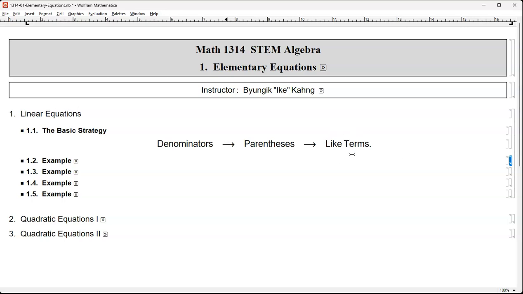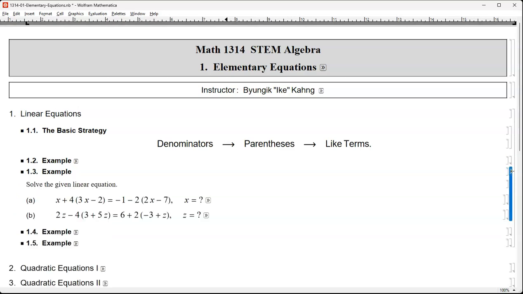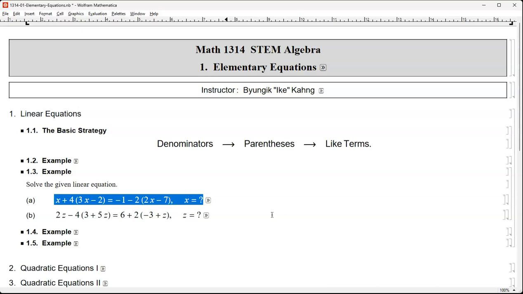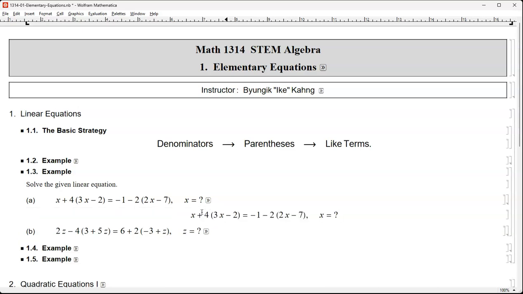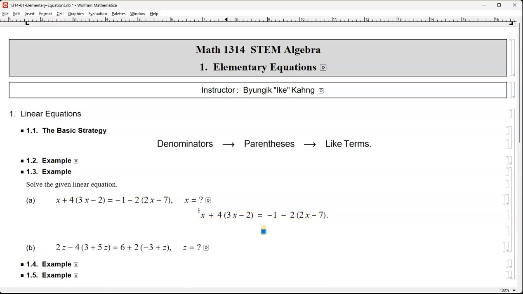If you start from like terms, that's easy. Now what if you start from parentheses, like these examples? Do you see any denominators? None. Parentheses? Yes. So you have to start from here, from step 2. How would you do that? Let's talk about that. Let's put some space in between. Okay, first, no denominator, so you have to break up parentheses.